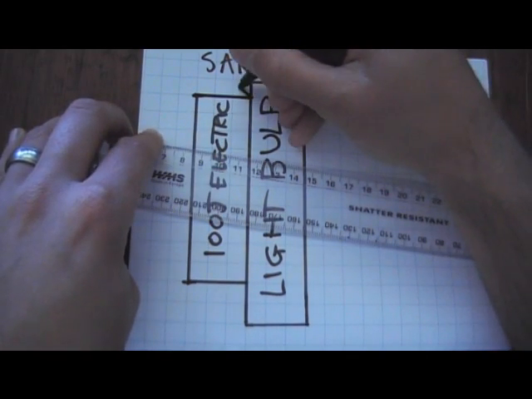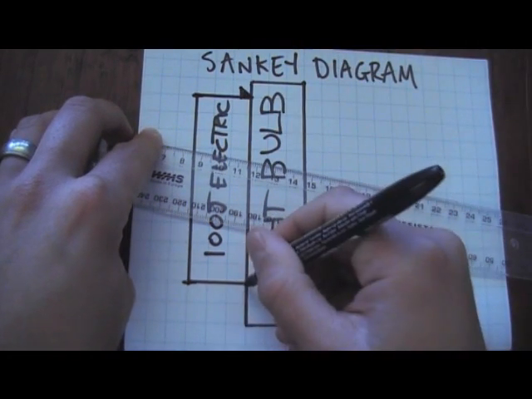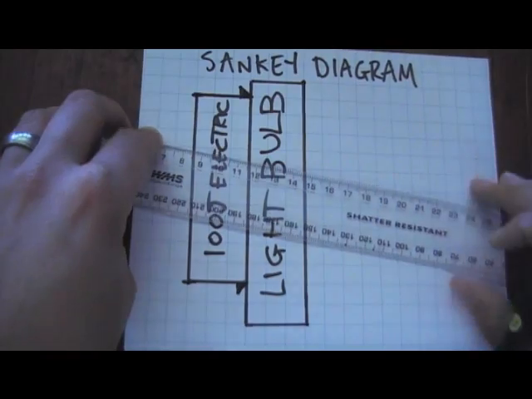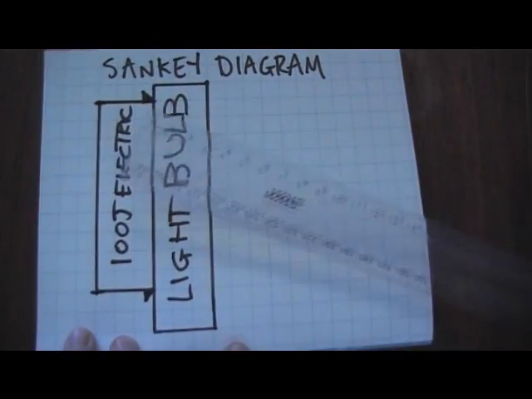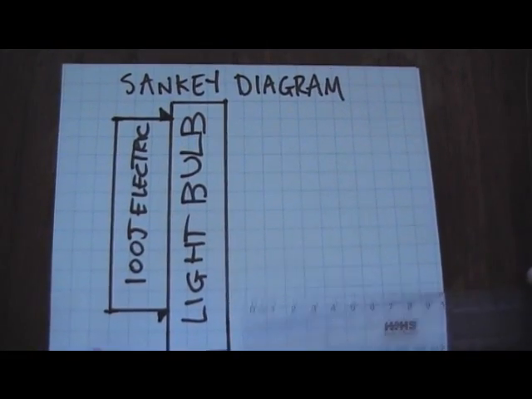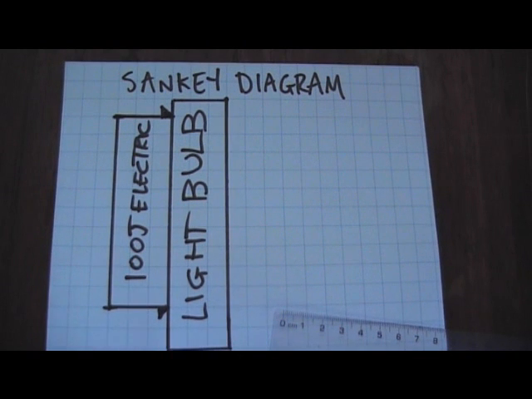Now you can show it as an arrow if you like. That's up to you. It'll do as a solid block. Now, the light doesn't give out 100 joules of light. It gives out 10 joules of light in this case, and 90 joules of heat.